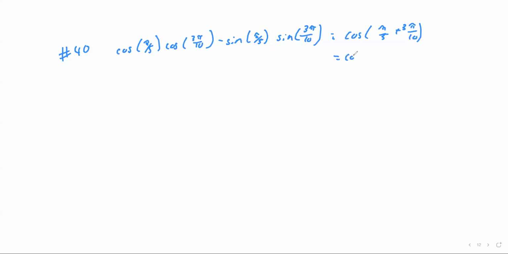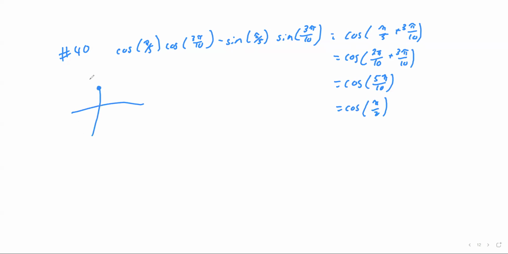All right, I know this is the same thing as 2 pi tenths plus 3 pi tenths. So then I know that this is cosine of 5 pi tenths, which is the same thing as cosine pi halves. Pi halves is located right here, which is 0, comma 1, cosine being x. We have 0 as our answer. All right, one more of that type. So let's look at number 42.